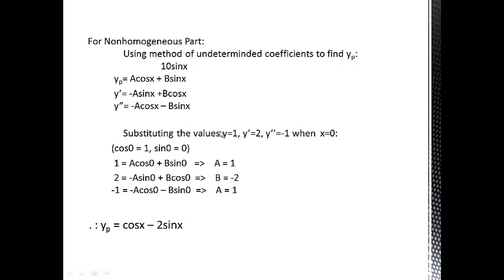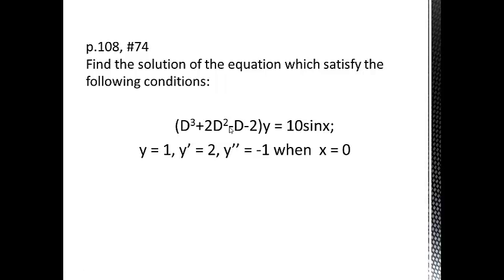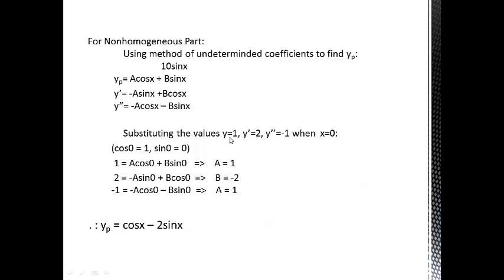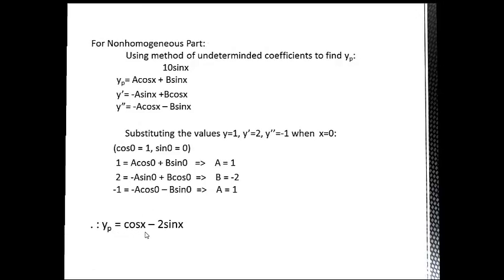And then we substitute the conditions which are given earlier, the values y equals 1, y prime is equal to 2, y double prime is equal to -1 when x is equal to 0. Remembering that cosine 0 is equal to 1 and sine 0 is equal to 0. And doing the substitutions, we finally get that a is equal to 1 and b is equal to -2. Substituting it into yp, we finally get yp is equal to cosine x minus 2 sine x.